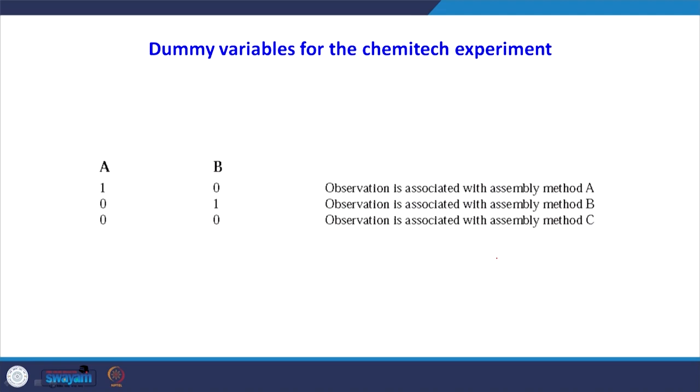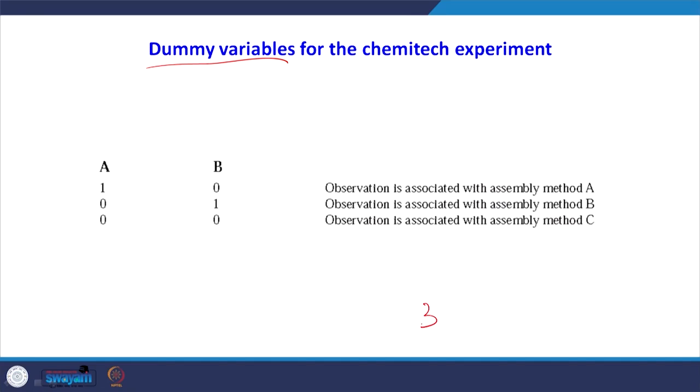Now, this result that I got in the previous slide, I am going to get with the help of regression analysis. In the regression analysis, I am going to use the concept of dummy variables, because there are 3 assembly methods.